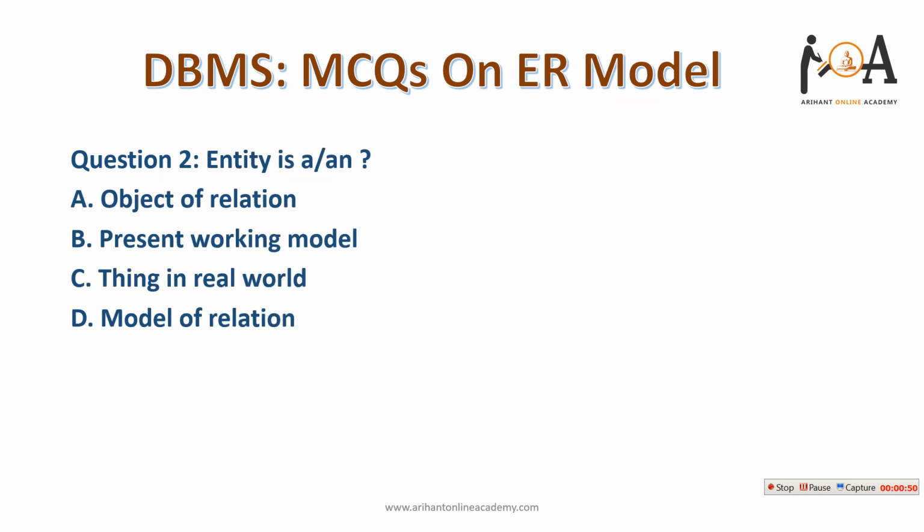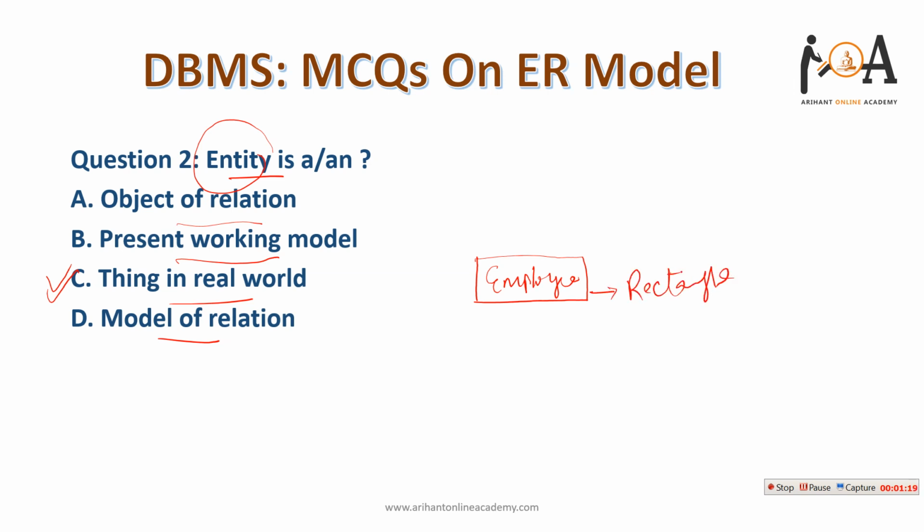The next question: an entity is a or an object of relation, or a present working model, or a thing in the real world, or a model of relation. So basically an entity is a thing in the real world. For example, suppose employee is an entity. Employee is a real thing in the world, and an entity is represented by a rectangle. Option C is the most correct answer.